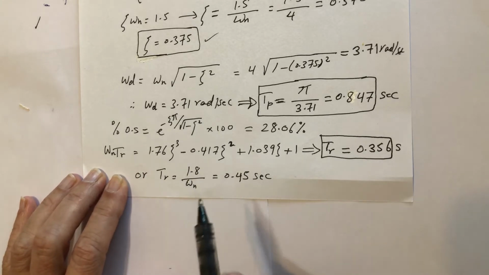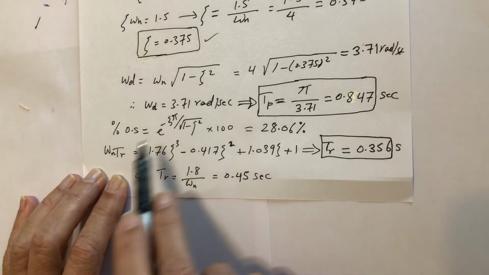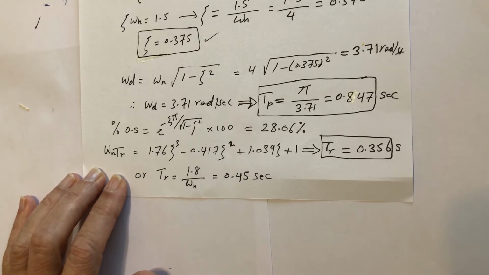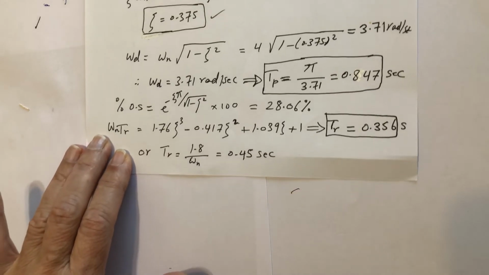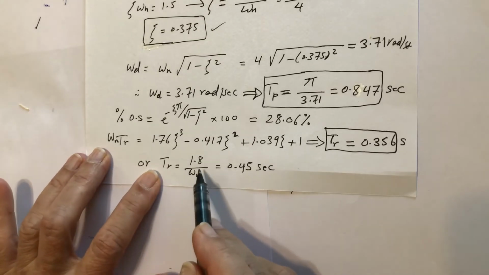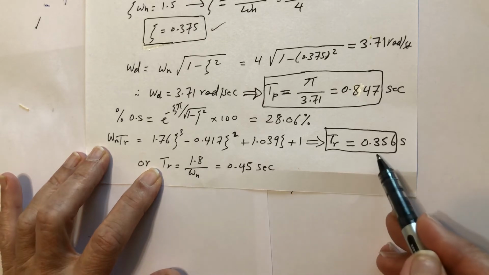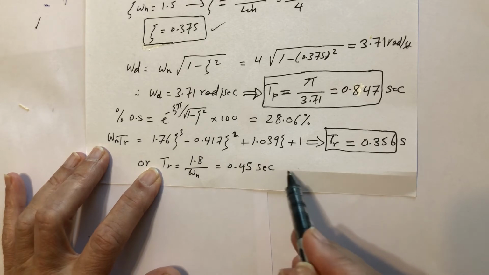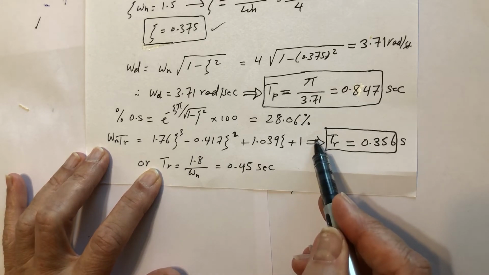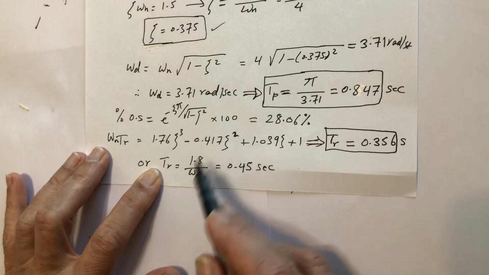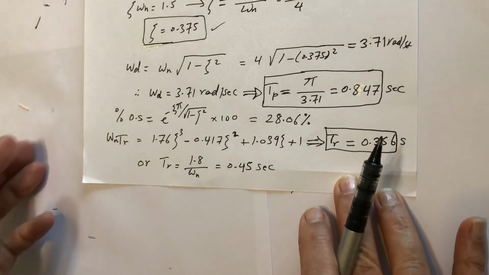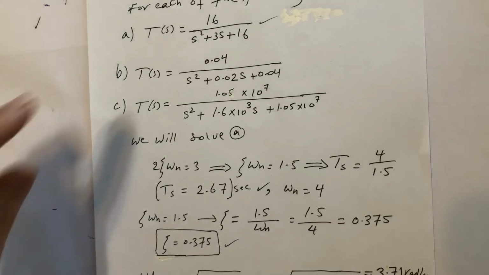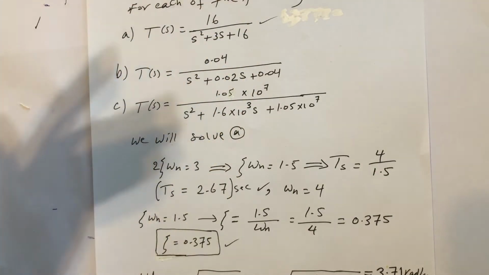And I gave you an expression. You can see that this is an approximation, the tangent to the curve in the book. And I gave you another expression, which is tr equal 1.8 over omega n. But there is a difference. This is 0.356, while this is 0.45. But it's easy to use. So we'll tell you later which one to use, because this one takes a bit of calculation. So if you try to solve B and C, it's similar to A, so we don't need to repeat the same question.